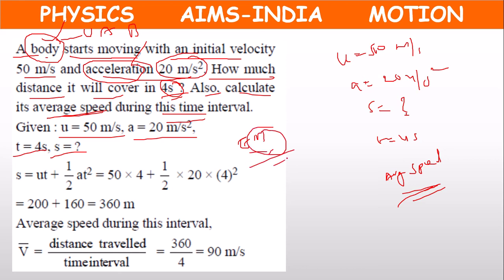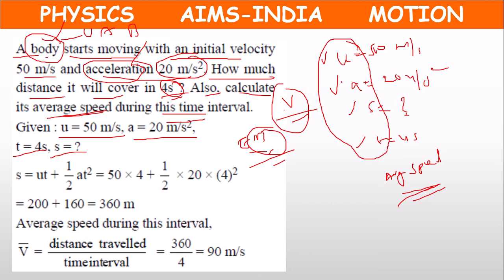We have mainly 3 equations of motion. Here there is no need of final velocity. Final velocity they have not mentioned. So we have u, a, s, t. In equations of motion, the equation relating these 4 quantities without v, without final velocity, we have the formula s equal to ut plus half at square. Let's use that formula. In the place of s, we have to find; u value is 50, t value is 4, half, a value is 20, and t value is 4 square.